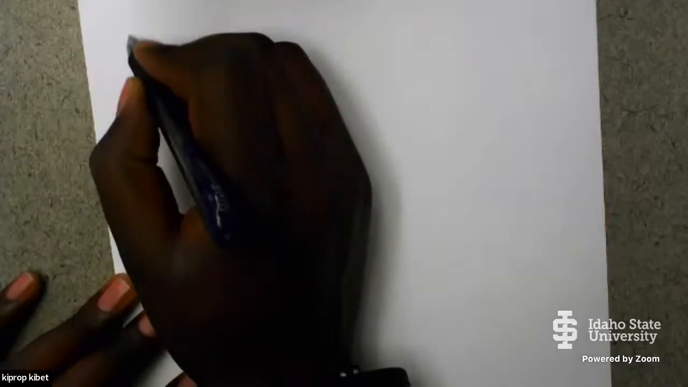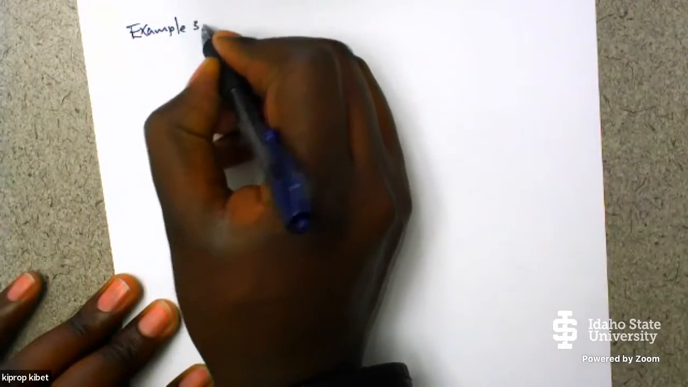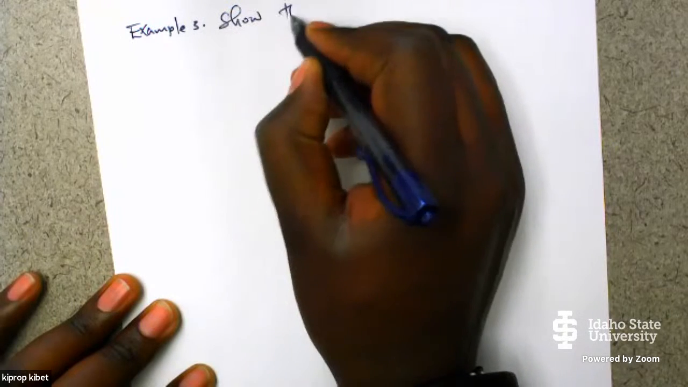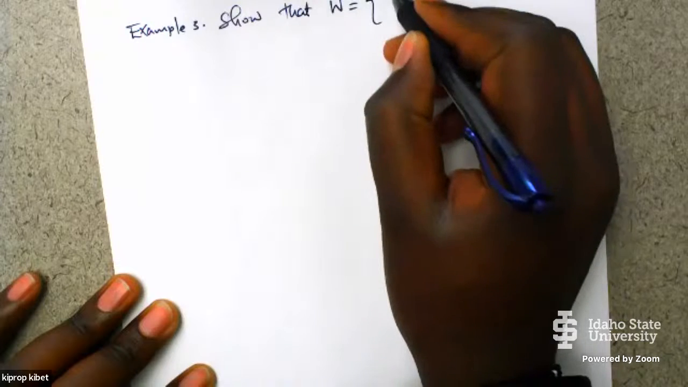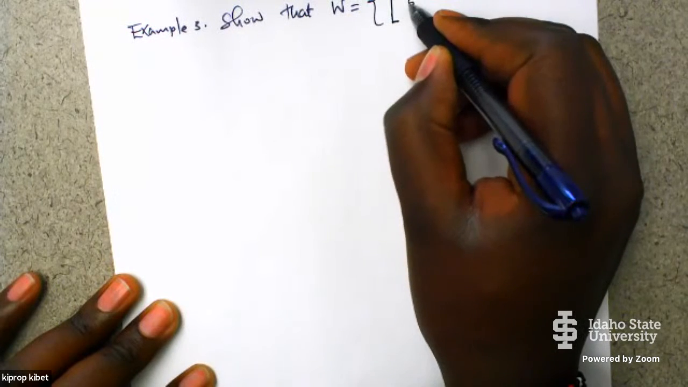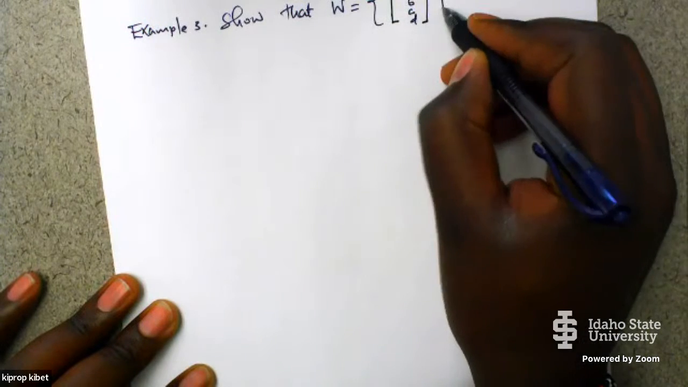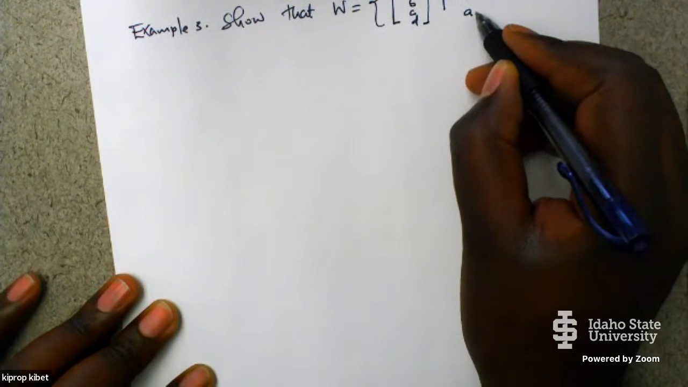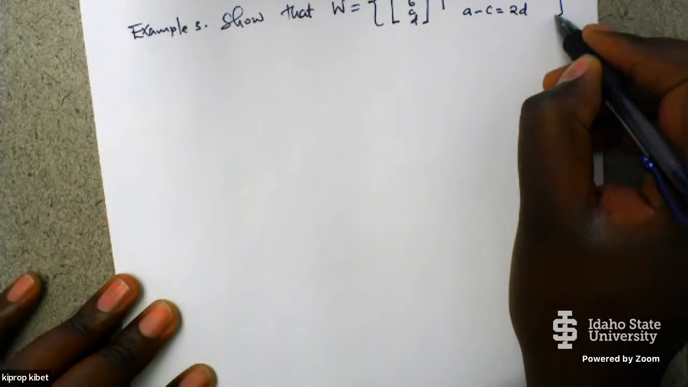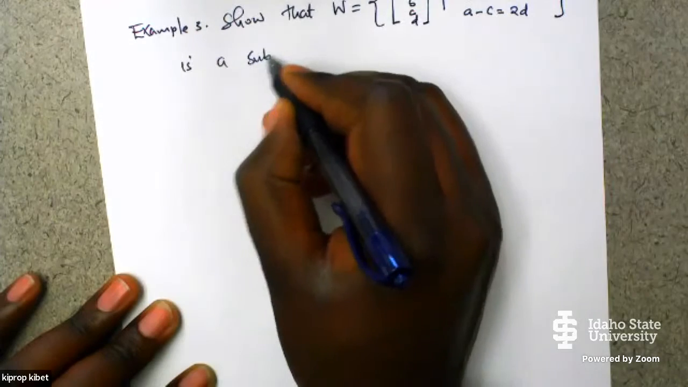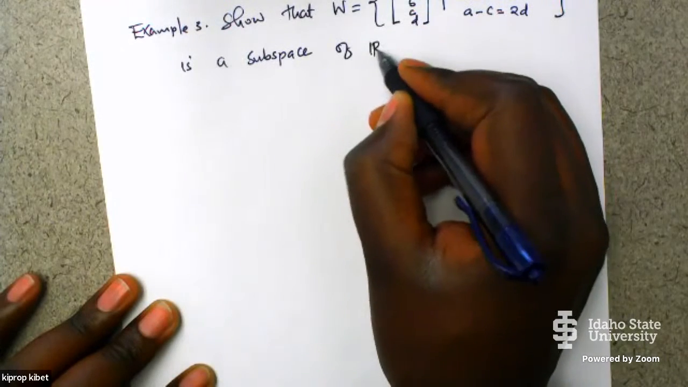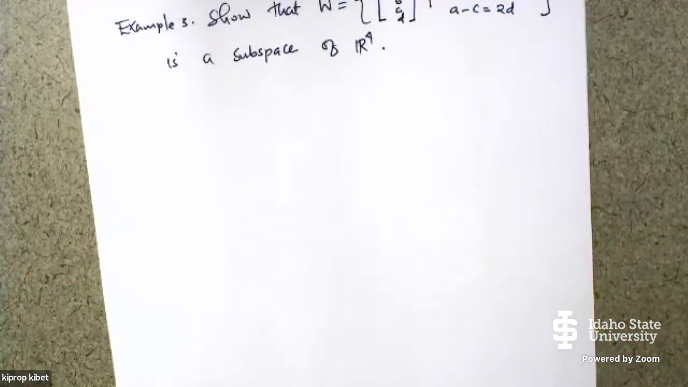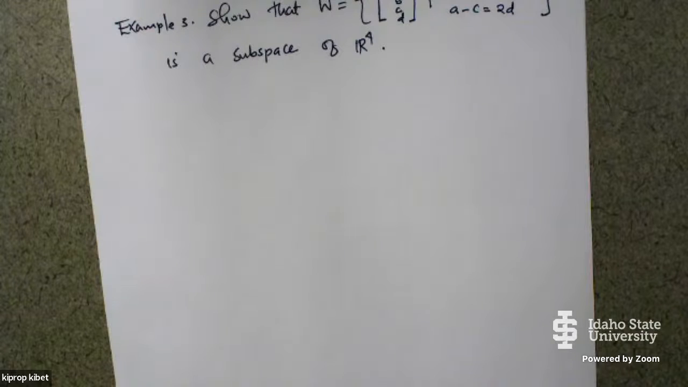Let's look at another example. Example number 3. Show that W equals the set of (A, B, C, D) such that 2A minus B equals C minus D, and A minus C equals 2D, is a subspace of R4. So that W is a subspace of R4.